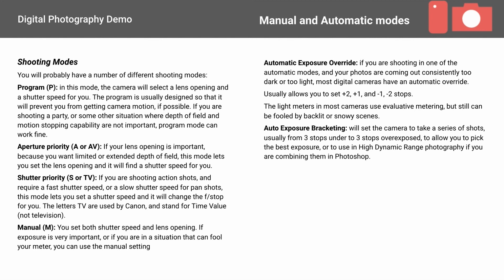Manual, you set both. Automatic override is mostly a DSLR thing too, although it does actually come up in Lightroom Mobile. If your pictures are coming out consistently too dark and you're shooting in automatic, like the picture of the rabbit in the snow, it allows you to override the automatic and give it more or less light, depending on what's needed. Auto exposure bracketing is a DSLR feature as well, and will let you take a series of pictures, usually from 3 stops under to 3 stops over, so then when you get them back, you can pick the best one.